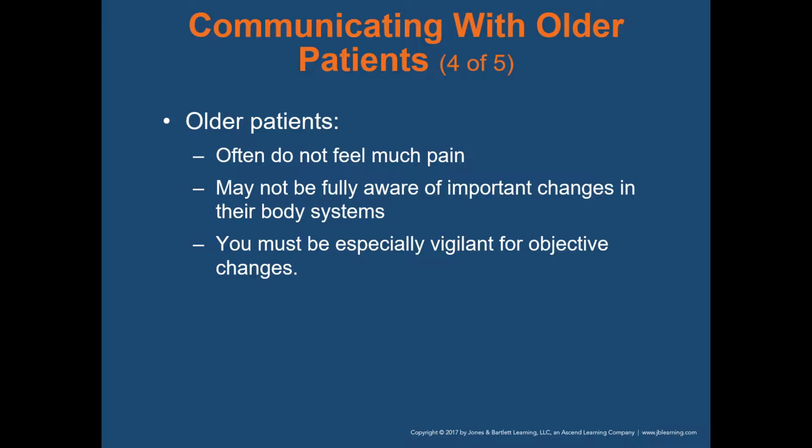Older patients often don't feel a lot of pain, due to deterioration in nerve signals. Their level of pain may not relate to what they're actually going through. If an older patient is in a significant amount of pain, that should set off a red flag for you. They may not be fully aware of important changes in their body systems that are causing them to feel the way that they feel, that make them more susceptible to injury and illness. They know that they age, they know that their body is, quote unquote, falling apart, but they don't know why or exactly how.